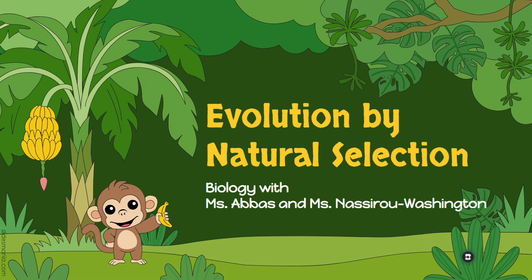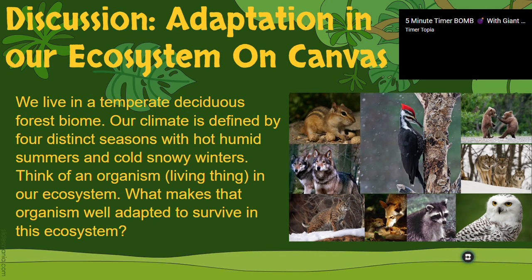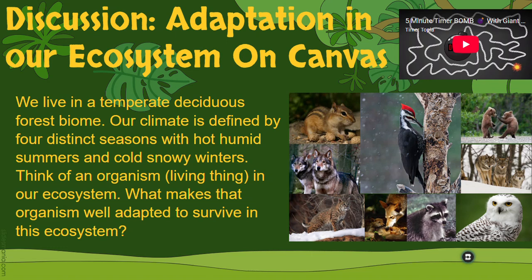We are starting the lesson on evolution by natural selection. This PowerPoint will go over some of the key terms that you need to know as we move through this unit. So class started with a discussion question, adaptations in our ecosystem, which you can find on Canvas. That should have been completed at the beginning of class.